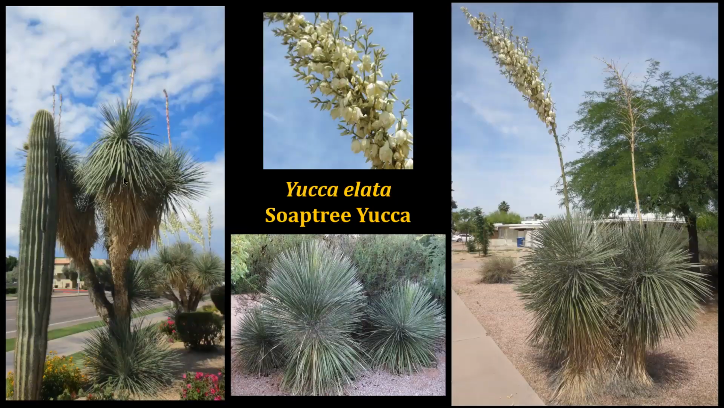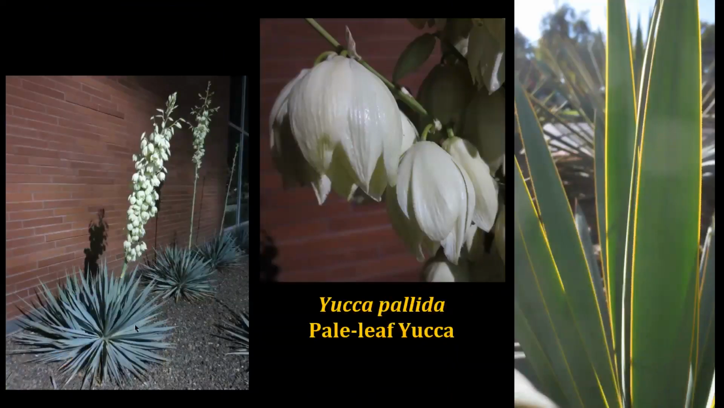And here's one of the lower growing ones. It does clump, but not profusely. This pale leaf yucca, and this is one that, it's nice, it's slow growing, you can really enjoy the flowers close up. It does have a lovely yellow margin on the leaves that really lights up when it's backlit by the sun.